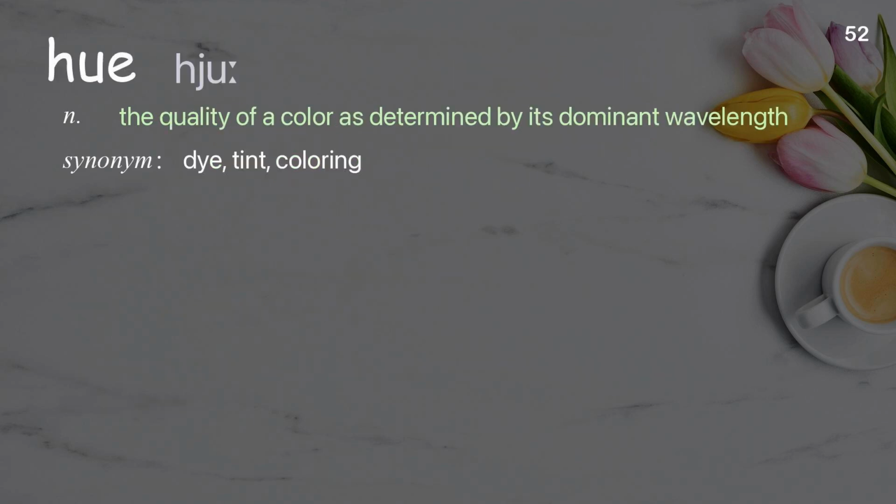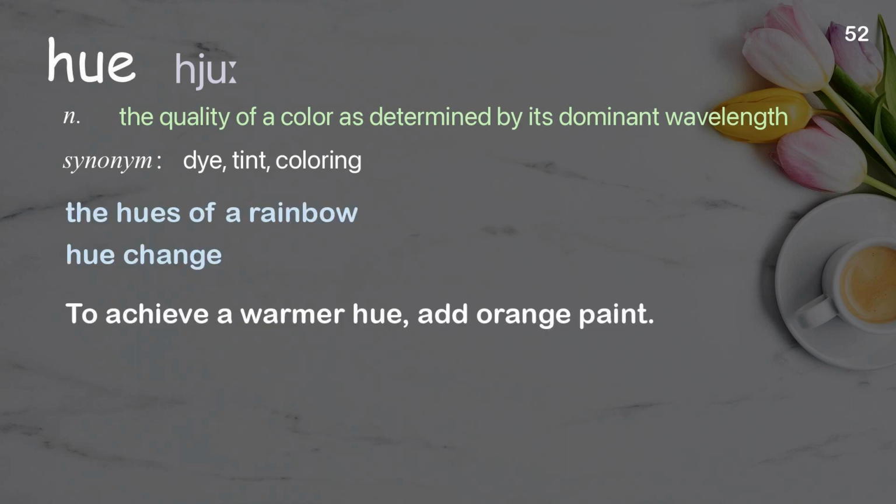Hue: the quality of a color as determined by its dominant wavelength. Examples: the hues of a rainbow, hue change. To achieve a warmer hue, add orange paint.